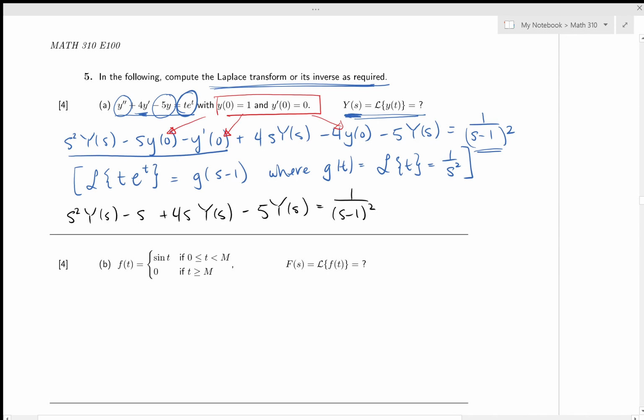Okay, then all I have to do now is factor out the y of s and write y of s on the left-hand side and everything else on the right-hand side. So I'm going to factor out the y of s out of the terms. So y of s is sitting there, there, and there. So it's going to be s squared plus 4s plus 5 times y of s. Okay, first thing to notice is this thing right here. You can see that right here.